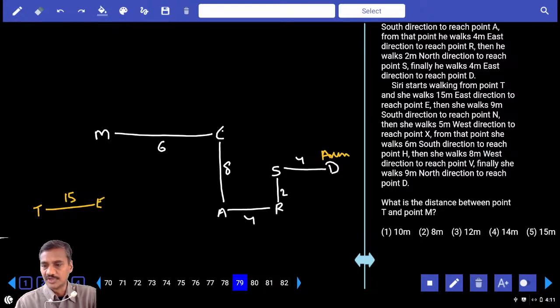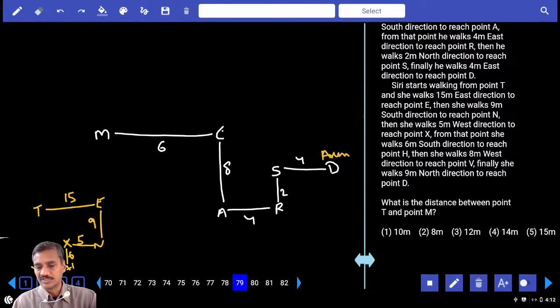From point E she walks 9 meters south to reach N. Then she walks 5 meters west to reach X. From X, 6 meters south to reach H. Then she walks 8 meters west to reach V.